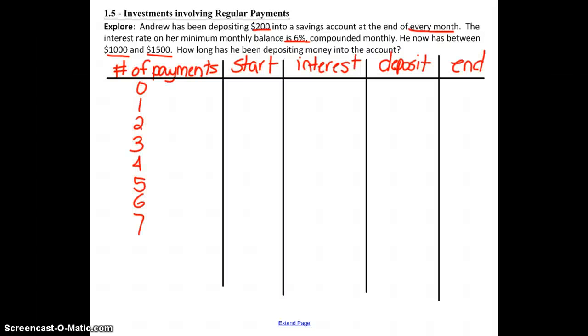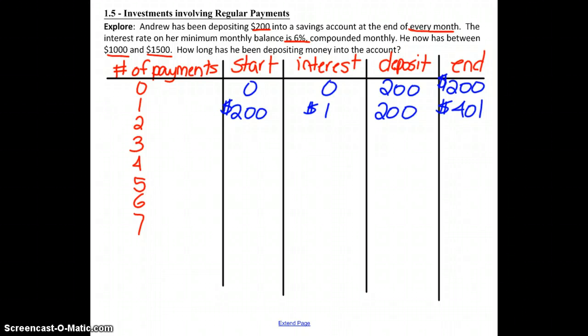So you'll make a chart similar to this one. At the start of month 0, he has $0, 0 interest, but then he deposits $200, so he ends that month with $200. Then at the start of the next month, he already has $200 in his account, and we can calculate the interest on that. So the interest is 1. Then he's going to deposit another $200. So how much does he have at the end of that month? $401. Good, because he put another 200 in.